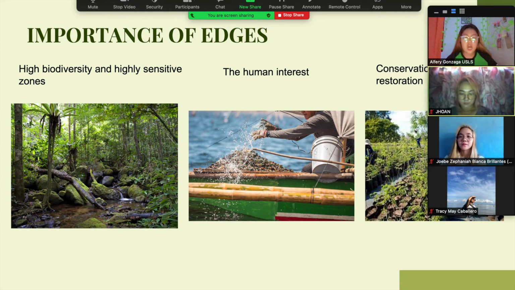These zones are harsh and sensitive. Even small changes in their characteristics can be potentially disastrous for the organisms living there. Second, human interest. Humans have affected ecotones and edges in their quest to modify these zones for their benefit.